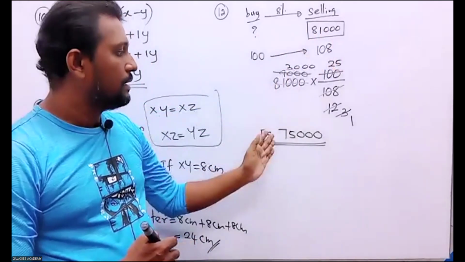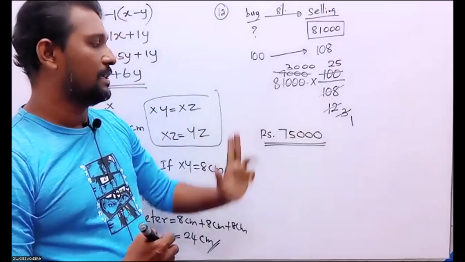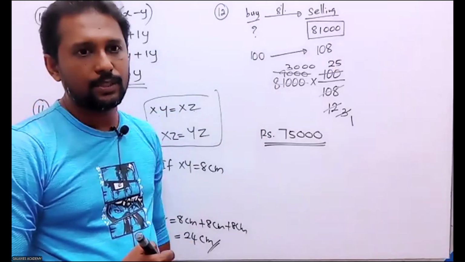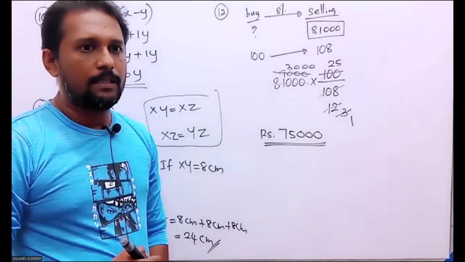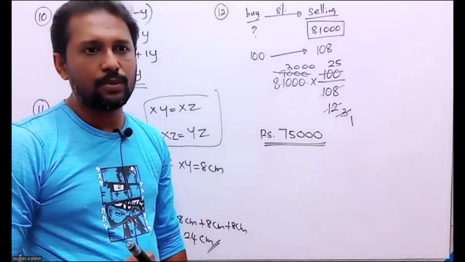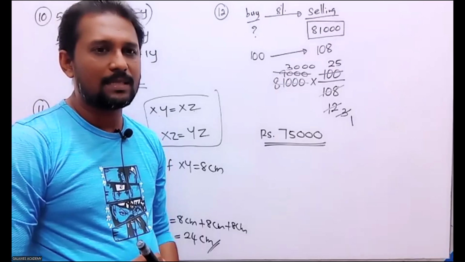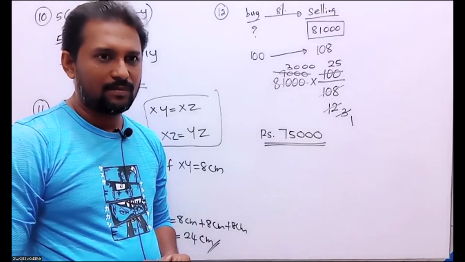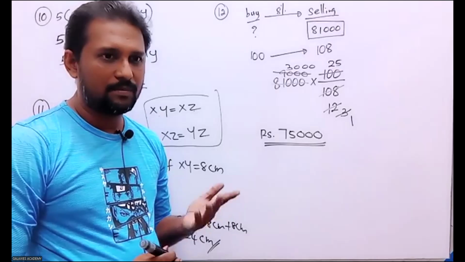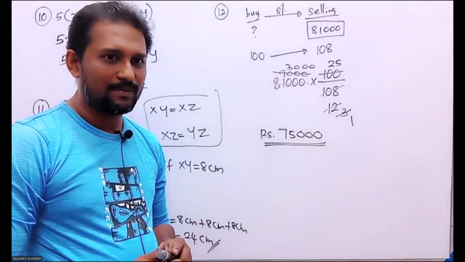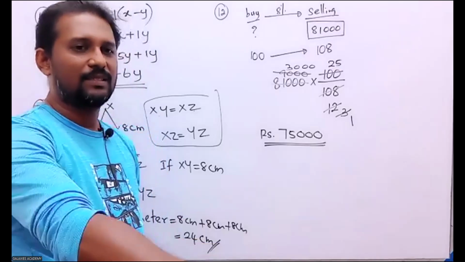Then he kept 8%, the profit percentage, right? So the answer is 75,000 rupees. Who got this answer? Hands up.